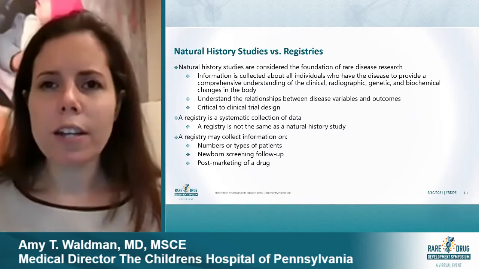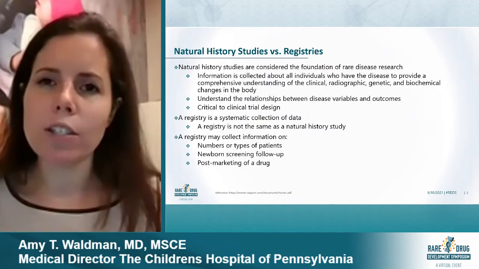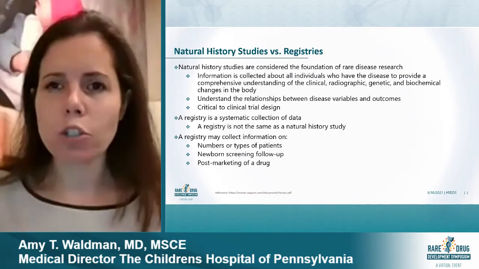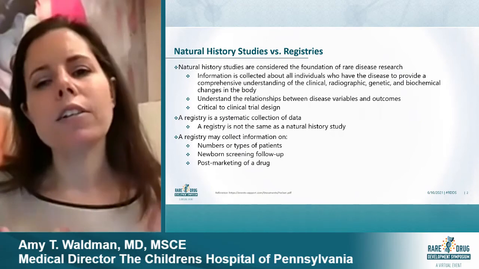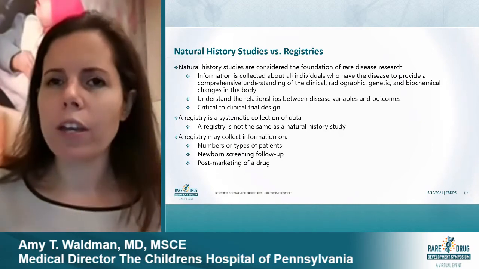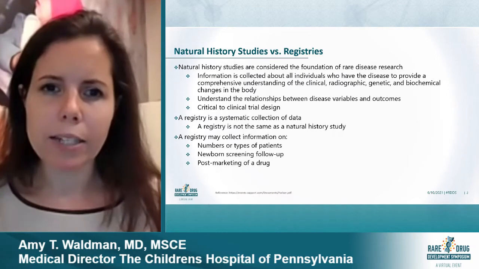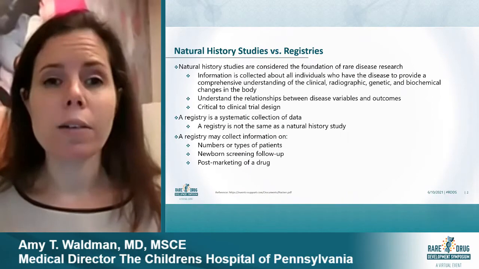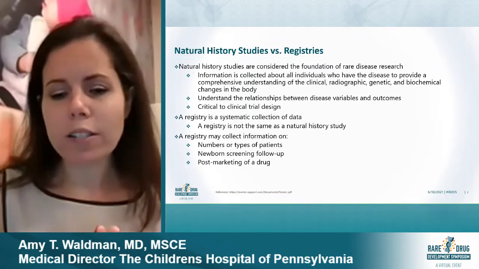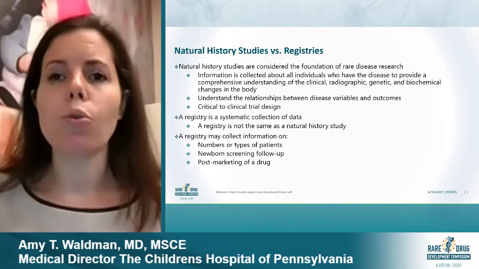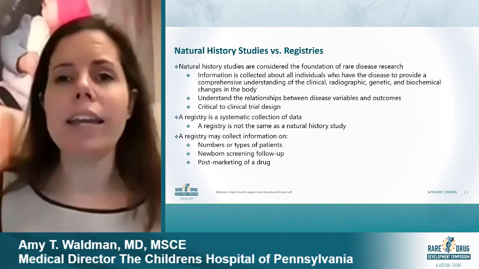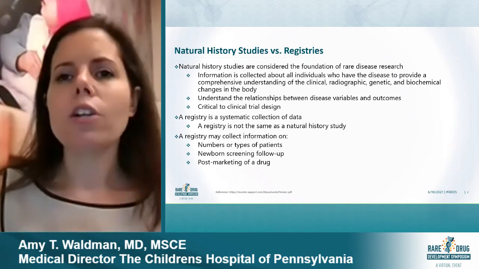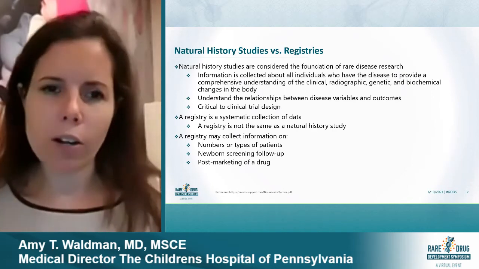Natural history studies are really considered the foundation of rare disease research, understanding change over time. So you collect information about all individuals who have a disease to provide an understanding of the clinical, the radiographic, genetic, and biochemical changes in the body. It's really to understand disease variables and disease outcomes. For example, as neurologists, what happens with seizures over time, or ambulation or gait, or those types of things. And it's really these natural history studies that are critical to clinical trial design. What is the patient outcome?